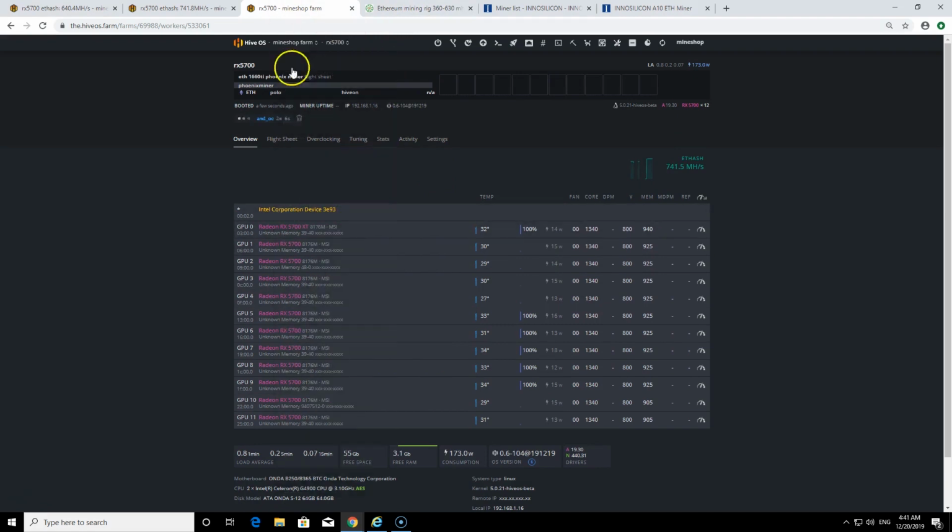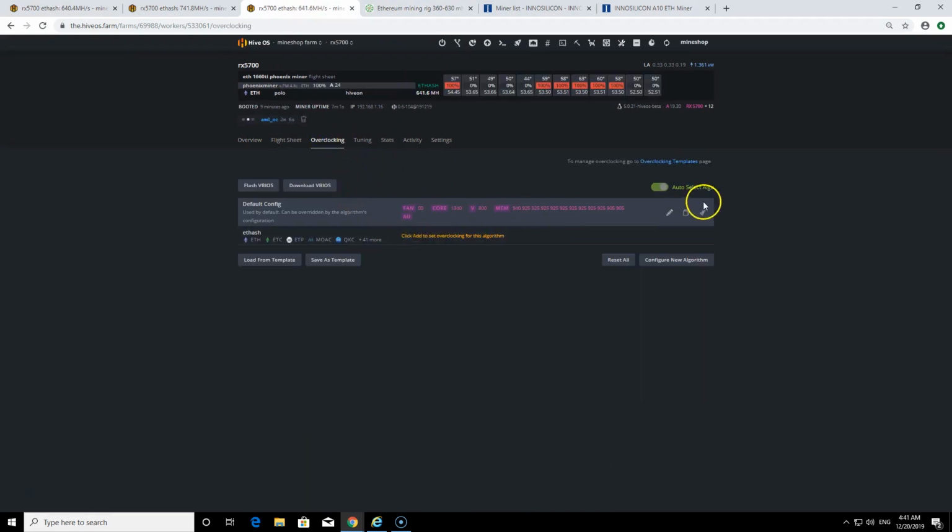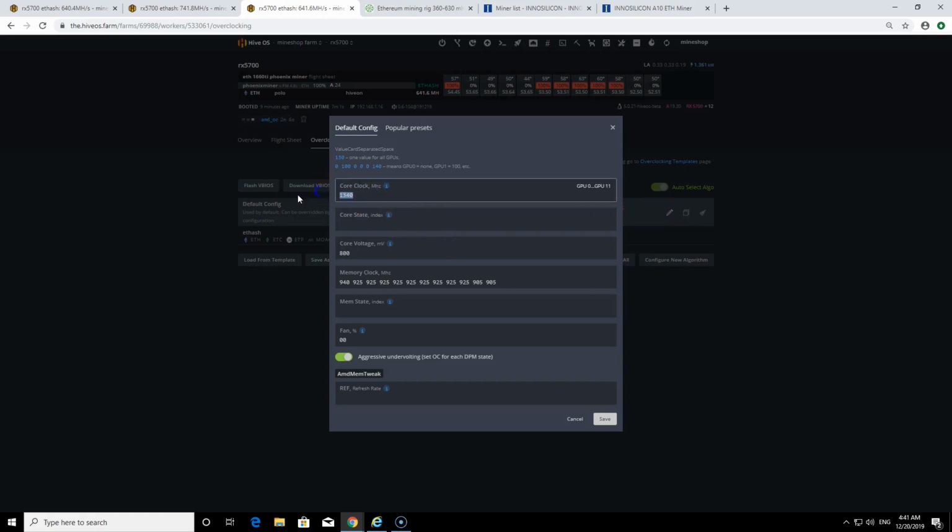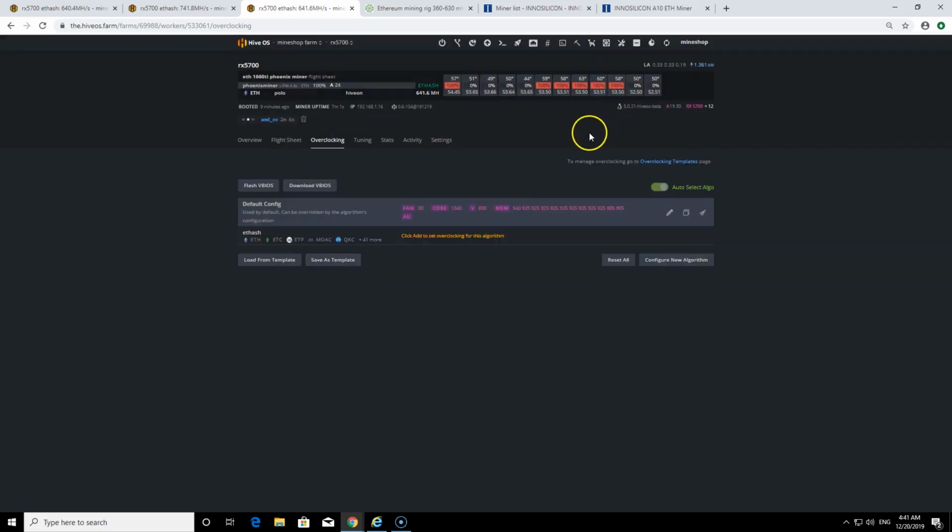Oh, and the overclocks I'm using here to reach the speed are 1,340 core clock, 800 core voltage, and 940, 925, and 905 megahertz memory overclock, and we are pulling from the wall 1770 watts to reach this performance. So it is quite efficient. It is more efficient than the rest of the GPUs out there which would be able to mine Ethereum.